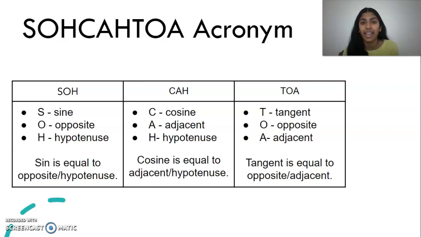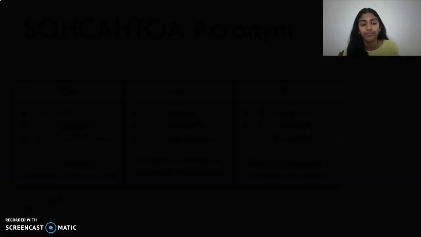Next, we have CAH. The C stands for cosine, the A stands for adjacent, and the H stands for hypotenuse. Putting this together, we see that cosine is equal to adjacent over hypotenuse. Last, we have TOA. T is equal to tangent, O is equal to opposite, and A is equal to adjacent. Putting this together, we see that tangent is equal to opposite over adjacent. This acronym makes it very easy to identify your trig ratios.